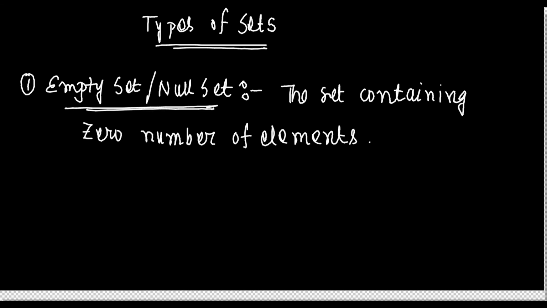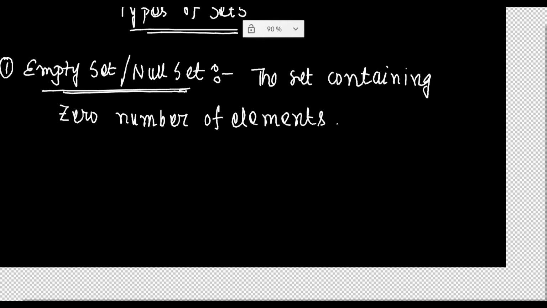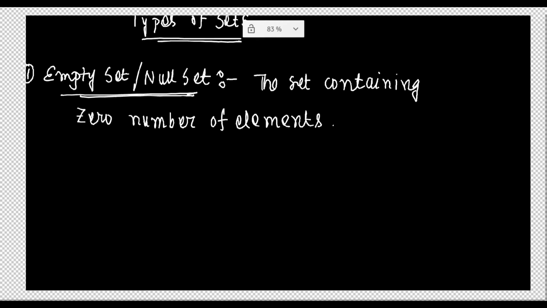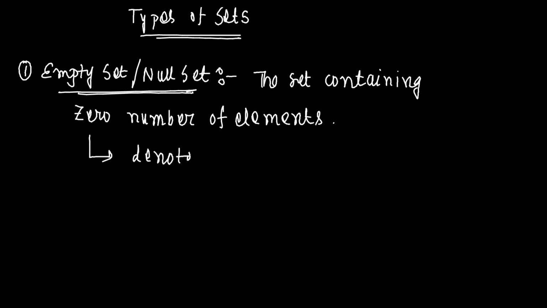The empty set or null set is denoted by phi. This phi is the representation. We write this null set as phi, and we write it like this, containing no elements. So inside the brackets, no element is present. This is phi.